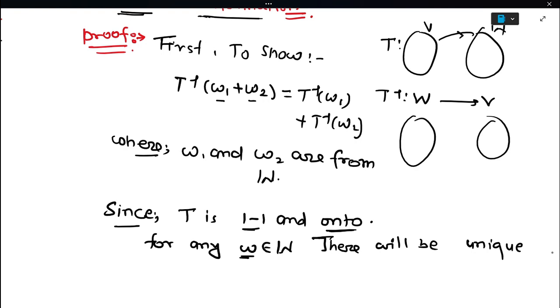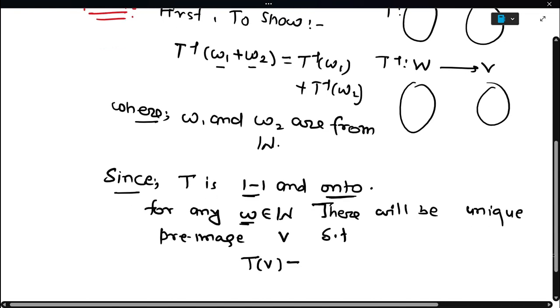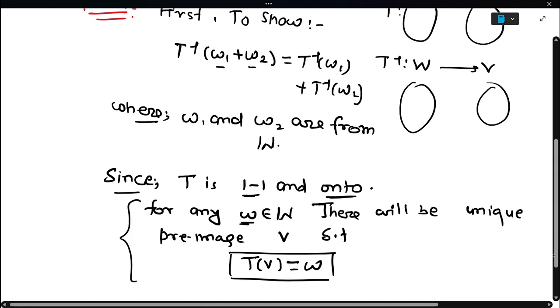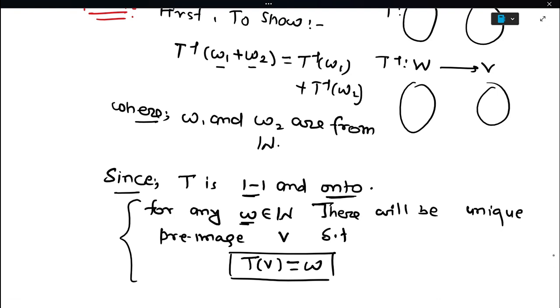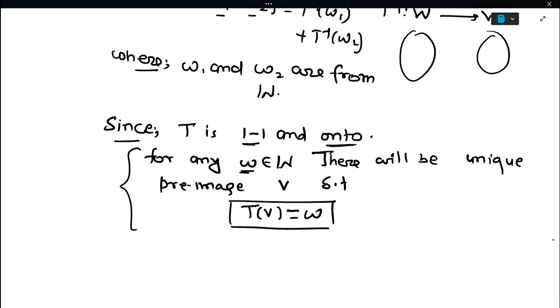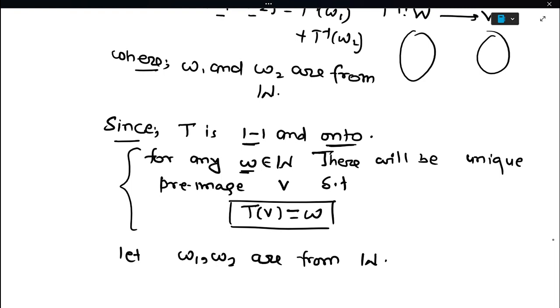Okay, there will be a unique preimage V such that T of V equal to W. So using the condition that T is 1-1 and onto, we have found that we will always have a unique preimage for any element of W. Now let W1, W2 be from capital W, meaning they are arbitrary elements of vector space W.